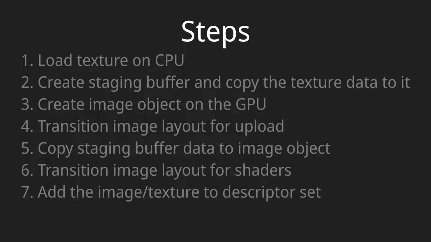Okay, what do we need to do to render a texture? In a nutshell, we will load the texture on the CPU side. We will copy the texture data from the CPU into a host visible staging buffer on the GPU. We will create an image object on the GPU. We have to transition the image layout to be ready for texture upload. We copy the data from the staging buffer memory into the image object. We transition the image layout to be shader readable. And lastly, we have to add a sampler for the texture to the descriptor set of our pipeline.